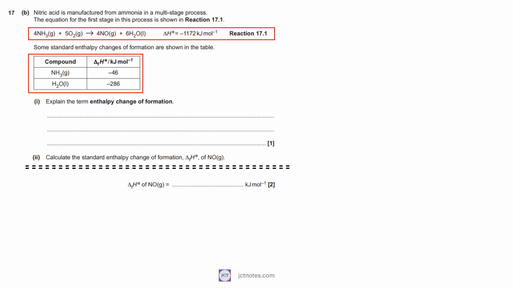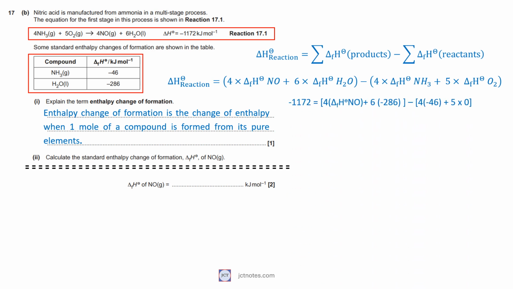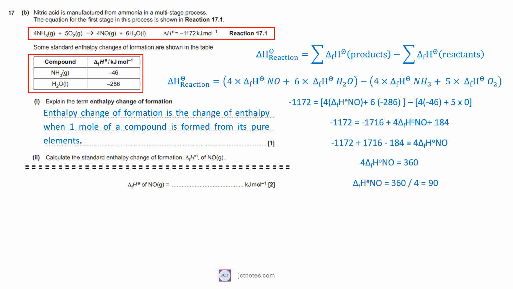For the first question, enthalpy change of formation is the change of enthalpy when 1 mole of a compound is formed from its pure elements. For the second question, we will use Hess's law and write that the change of enthalpy of the reaction is the sum of the enthalpy of formation of the products minus the sum of the enthalpy of formation of the reactants. We replace the numbers that we have, bearing in mind that the enthalpy of formation of oxygen is 0 because this is the reference state of oxygen. If we make the enthalpy of formation of nitrogen monoxide the subject, we get that its value is 90 kilojoules per mole.